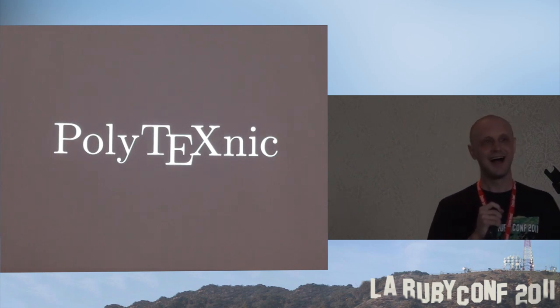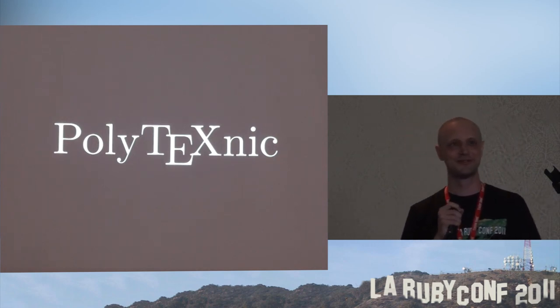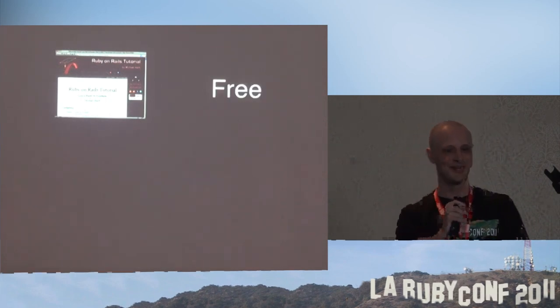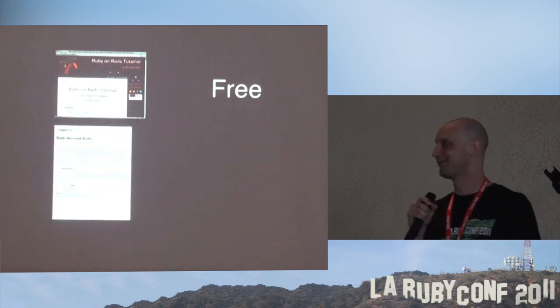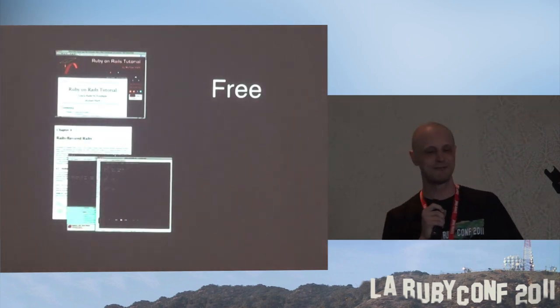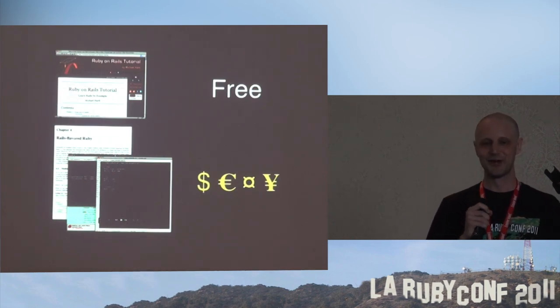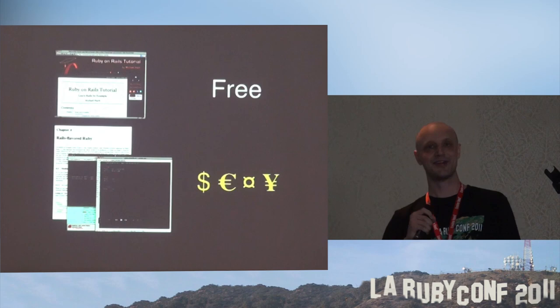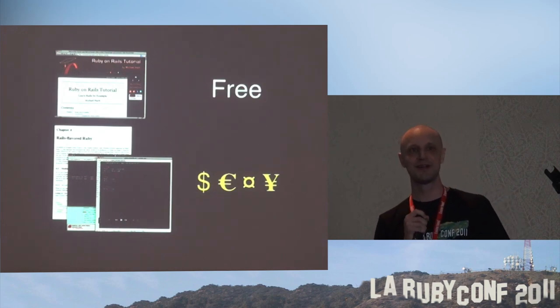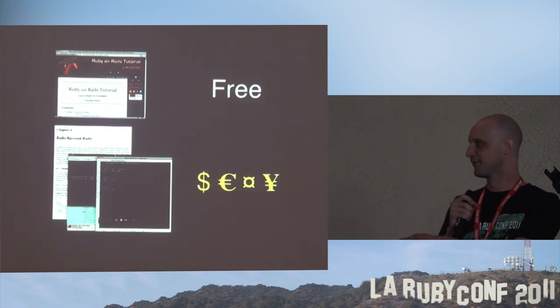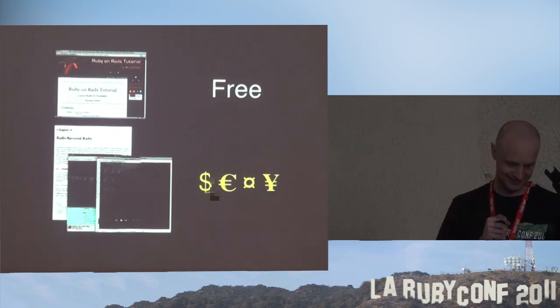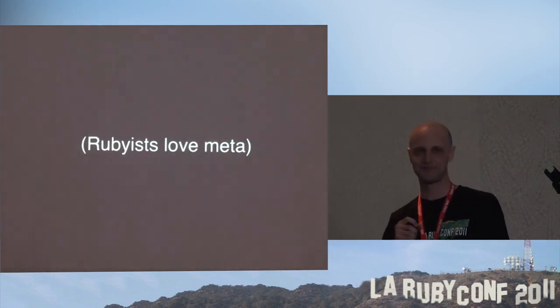And in fact, I have an idea for how to align my financial interests with this documentation. I'm going to write an article or possibly a book on how to use Polytechnic and make it free online. And then I'm going to make a PDF and a screencast teaching you how to use Polytechnic, and make that for sale. So not only will Polytechnic be used to write the documentation for Polytechnic, but it will also be monetized using the business model for which Polytechnic was written. We all know that Rubyists love meta.